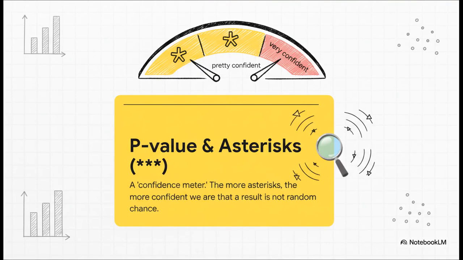They're shorthand for something called a p-value. But forget the jargon. Just think of it as a confidence meter. The more asterisks you see, the more confident we can be that the effect we're seeing is a real thing and not just some random fluke in the data. So 3 stars, that means we're very, very confident.